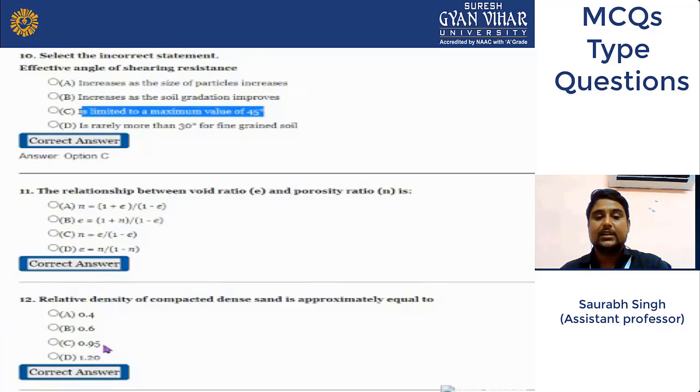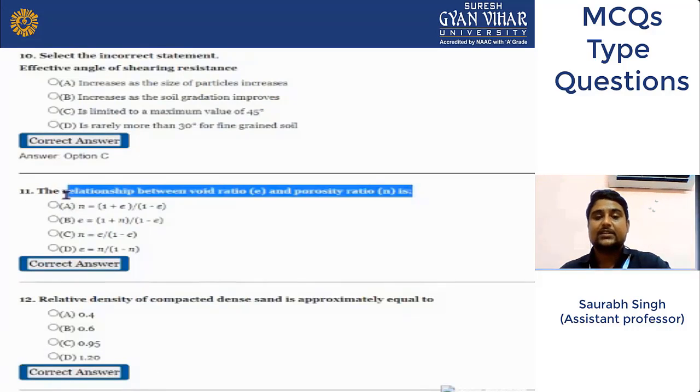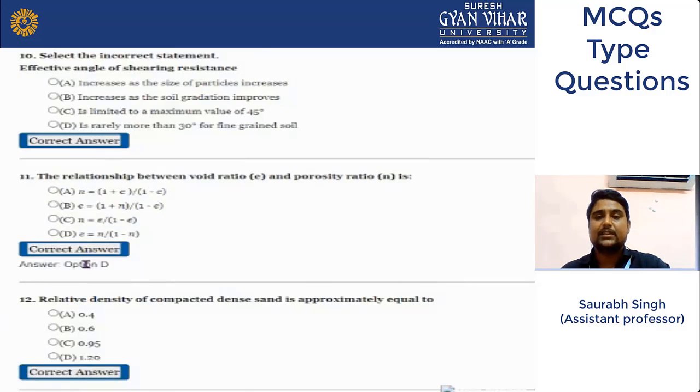What is the relation between void ratio and porosity? In an earlier lecture, I explained the relation between void ratio and porosity. As you can see here, the right answer will be D. It is e equals n divided by (1 minus n). What is the meaning of n? n means porosity and e means void ratio. This is the relation between void ratio and porosity.